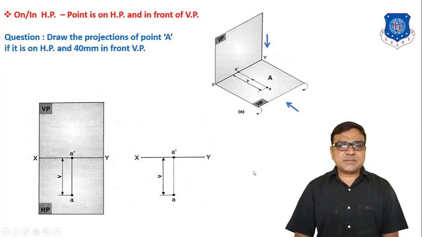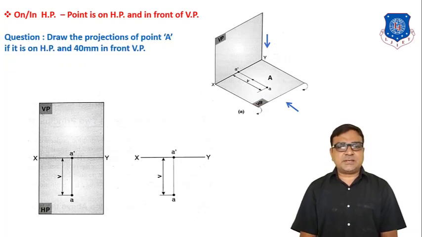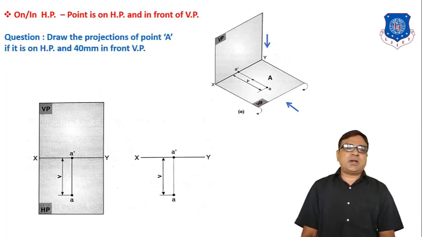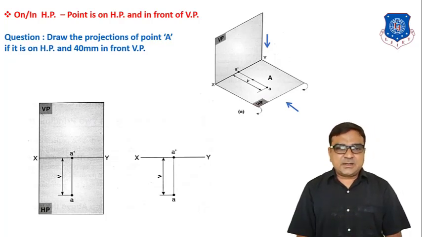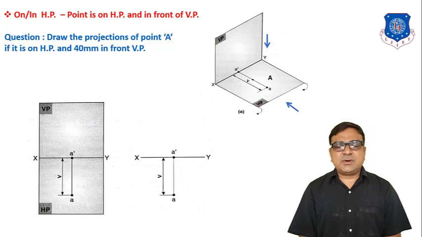Suppose my question is like this: draw the projection of point A if it is on HP and 40 mm in front of it. So here the value of V is equal to 40 mm.